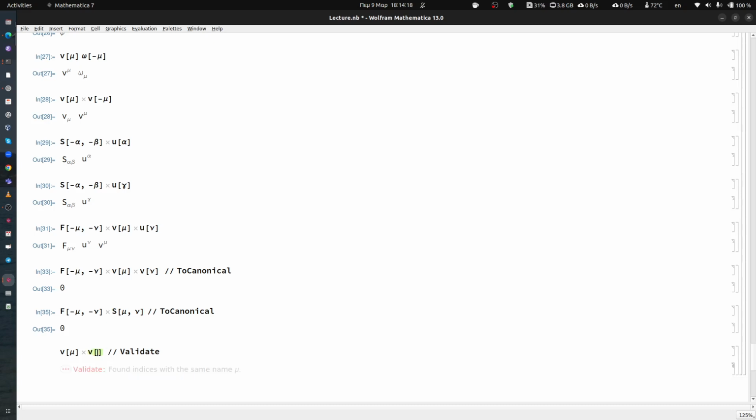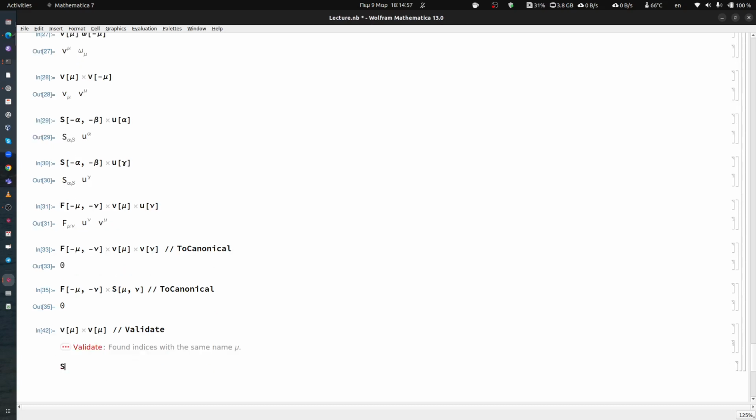Of course, if you use here a different name for the index, then that is perfectly legal, and validate simply returns the result of this expression. So this also is correct, but this is not correct.